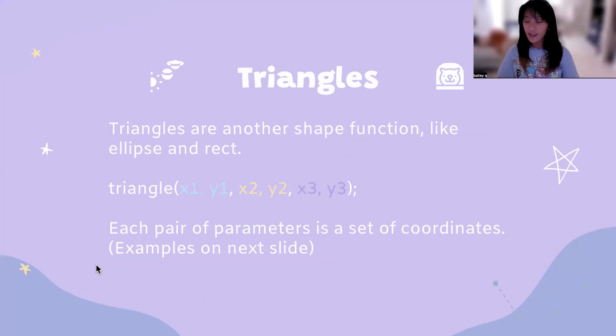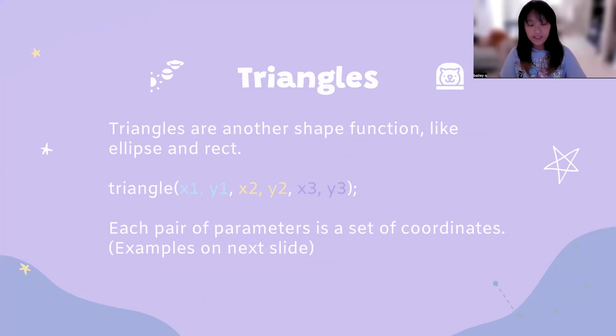All right, and we will be going over one more shape. So we have learned already ellipse and rectangles. We've used them the entirety of JavaScript's beginning class. Here we'll be learning how a triangle works. It's not the same, and you'll see here how. A triangle is another shape function like ellipse and rect.